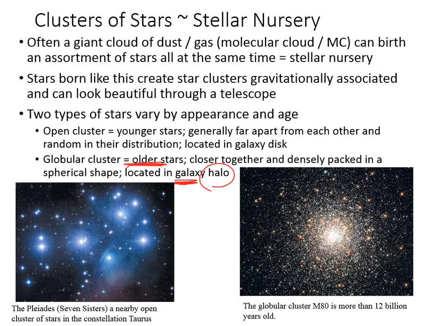Okay, globular clusters. So here's our galaxy, here's the Milky Way galaxy. It looks like a frisbee. Then outside the galaxy we have the halo region, and we basically have globular clusters out there. All right. Open clusters are younger, and they are located not in the halo, but in the disk.